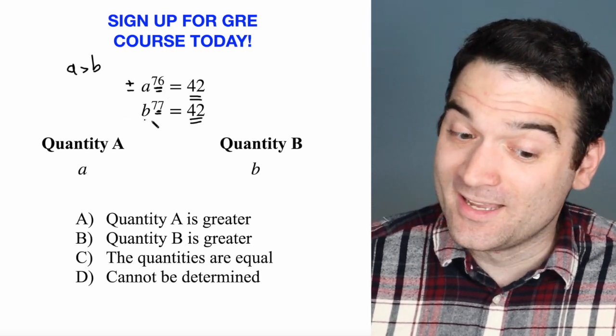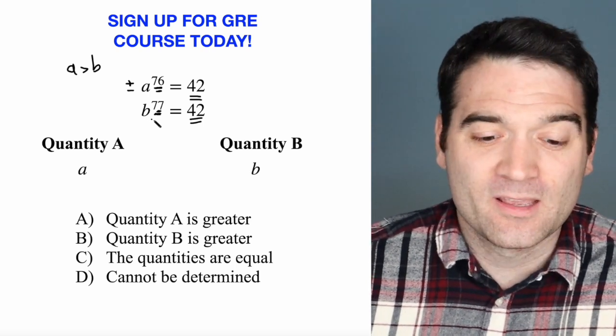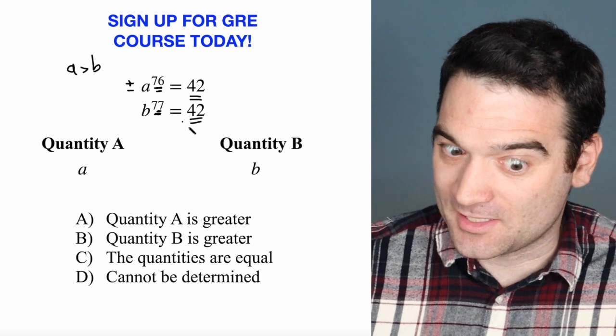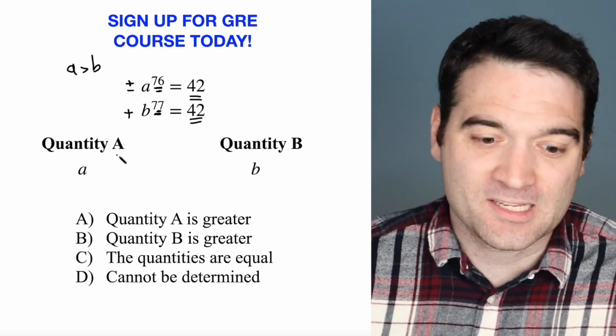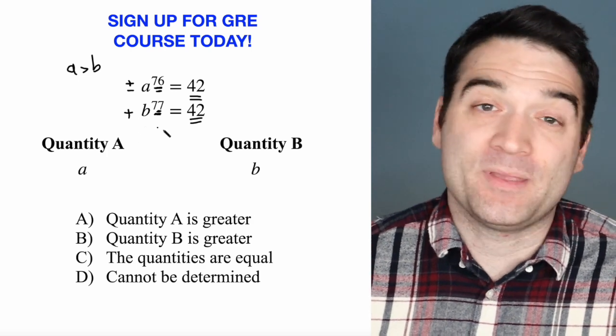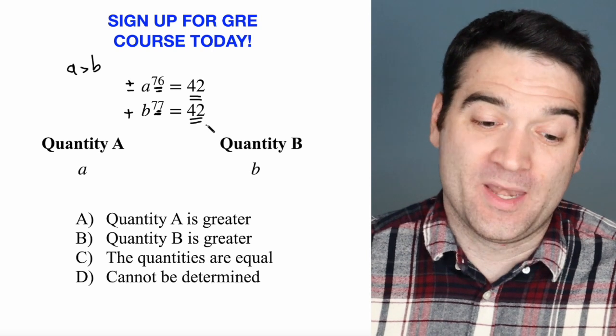Whereas for B, since I'm raising it to an odd exponent, and I get a positive result, that means the original number must have been positive, right? B cannot be negative, because if B had been negative, the result would have been negative.